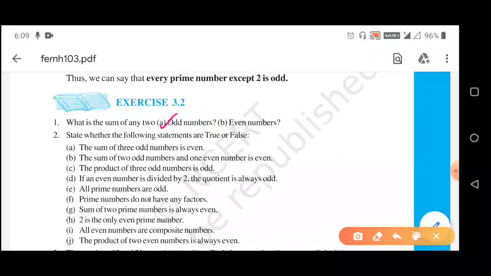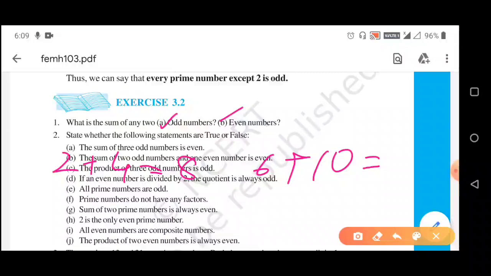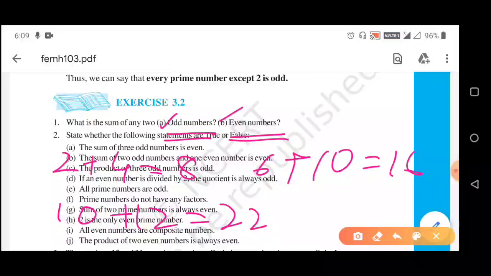Question number B, even numbers. Now if we add two even numbers, then our answer is again an even number. So here I am taking so many examples. You can check from here. See, here we will get 22. So if we add any two odd numbers, we will get an even number, and if we add any two even numbers, then also we will get an even number.